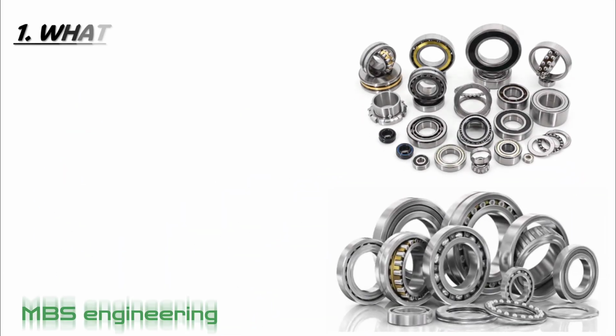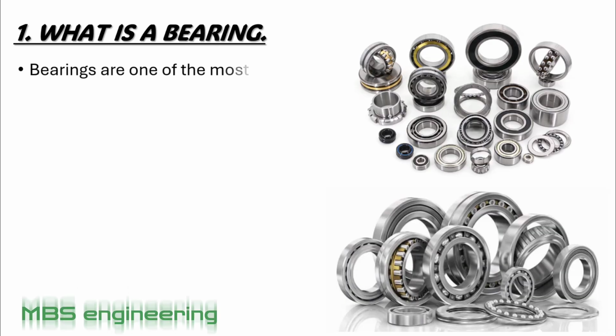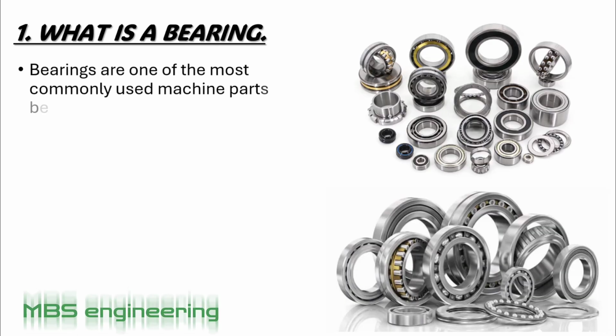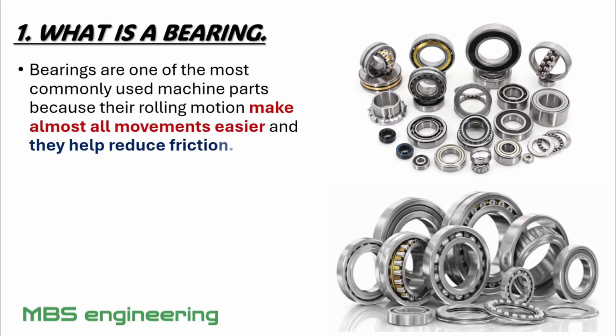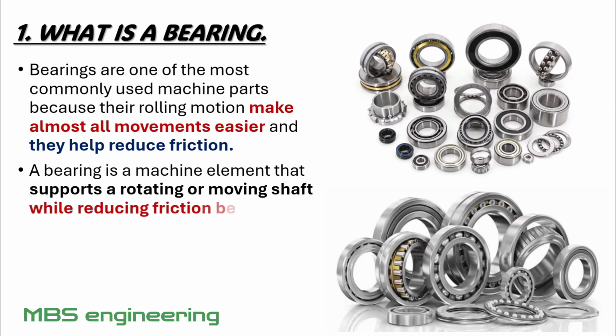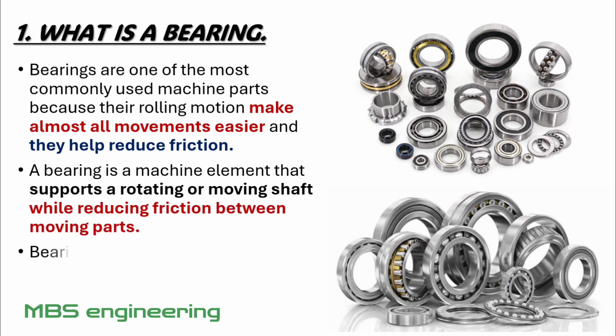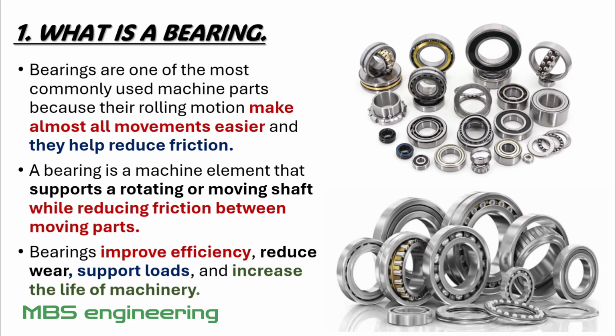Next, we will learn and understand what is a bearing. Bearings are one of the most commonly used machine parts because their rolling motion makes almost all movements easier, and they help reduce friction. A bearing is a machine element that supports a rotating or moving shaft while reducing friction between moving parts. Bearings improve efficiency, reduce wear, support loads, and increase the life of machinery.